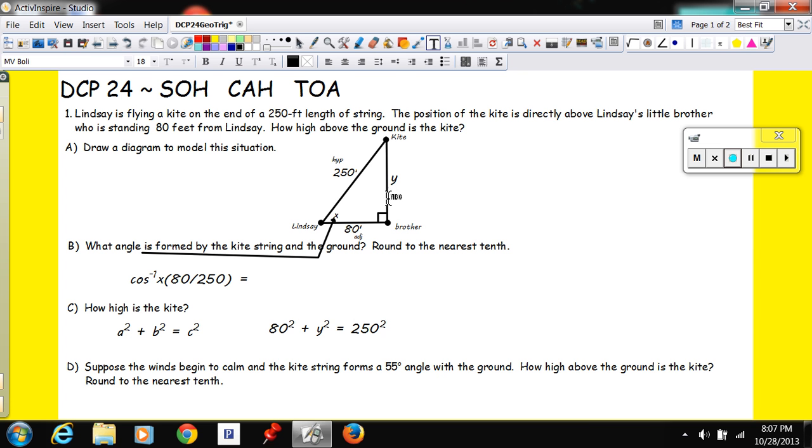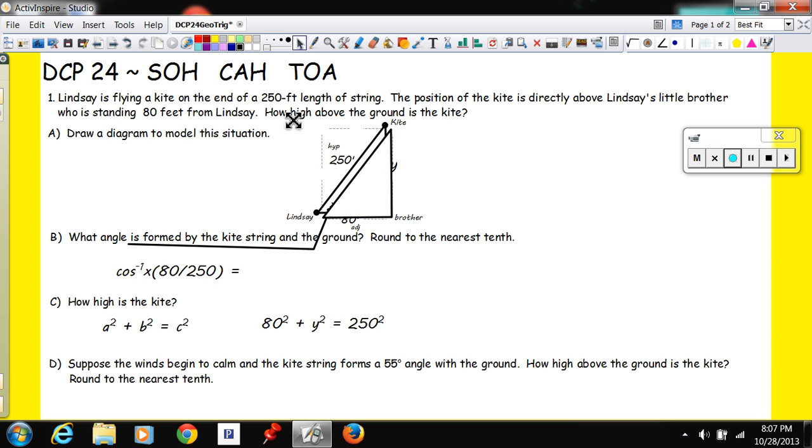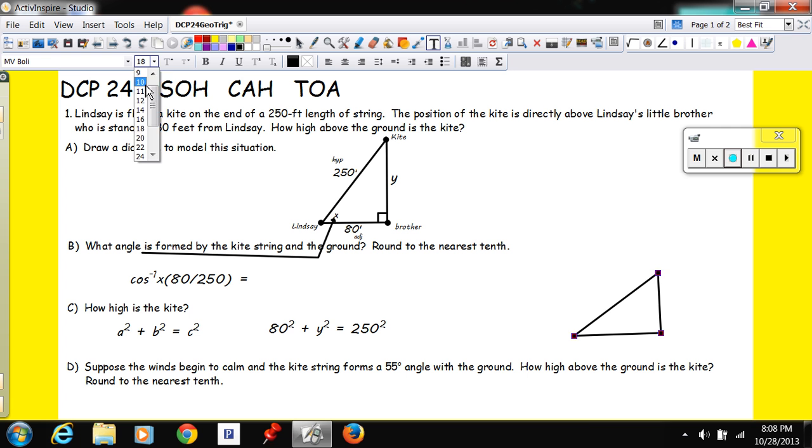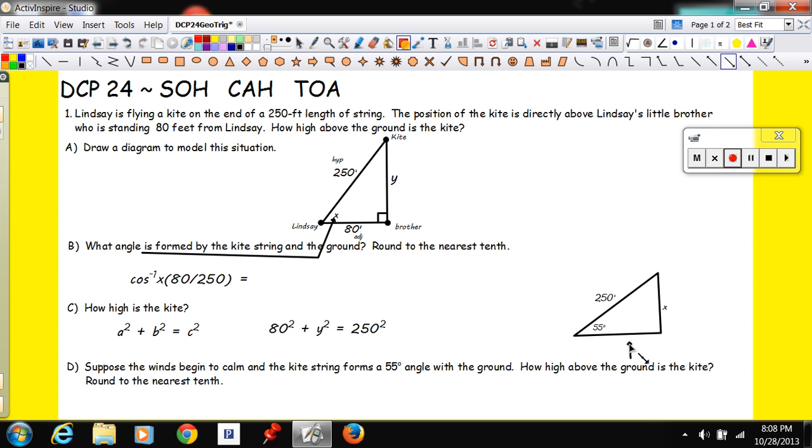Now it says, suppose the winds begin to calm and the kite string forms a 55-degree angle with the ground. So what happened is that the kite started to fall. It means this started to come down like this. So now your right angle's over here. The bottom's not 80 anymore. What you have is a 55-degree angle down here. The string is still 250 feet, that has not changed. And they want to know the new height. So that is the first part of your DCP24.